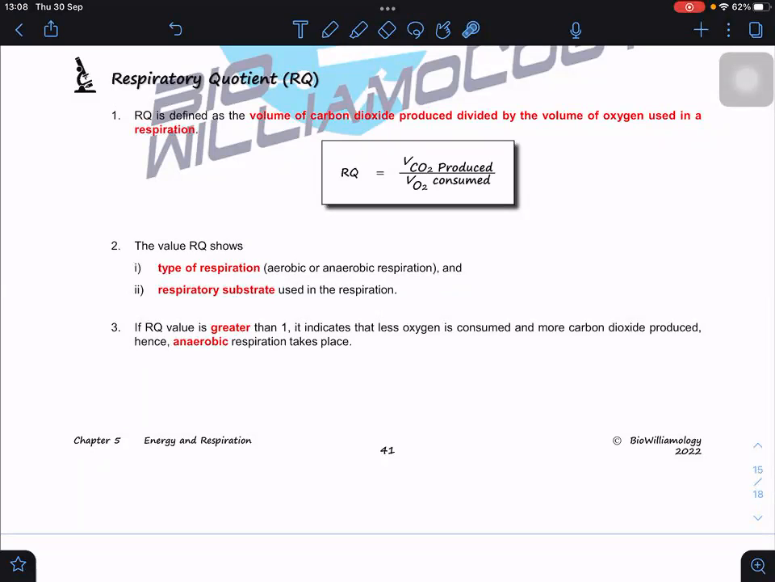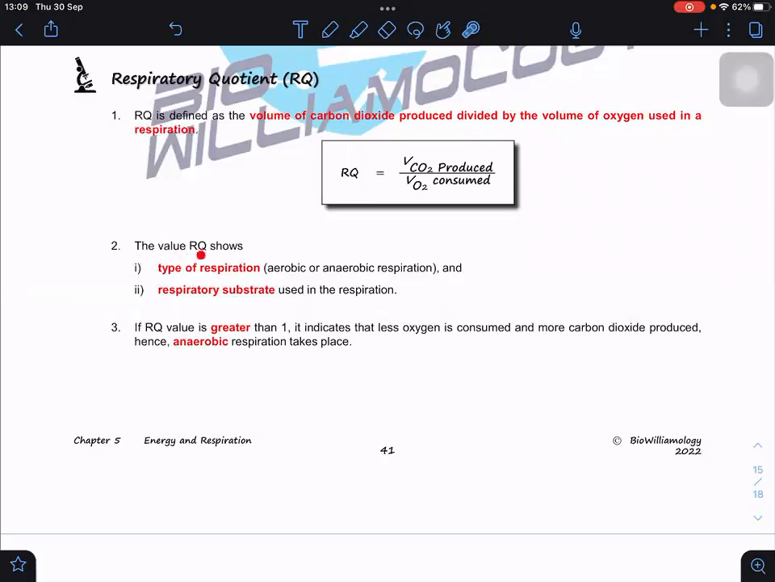So when you look at this respiratory quotient, or called RQ value, the definition of RQ value basically means the volume of carbon dioxide produced divided by the volume of oxygen used in respiration. So basically, it depends on how much oxygen we consume and how much CO2 is produced in one respiration. Okay, so what's so important about the RQ value?